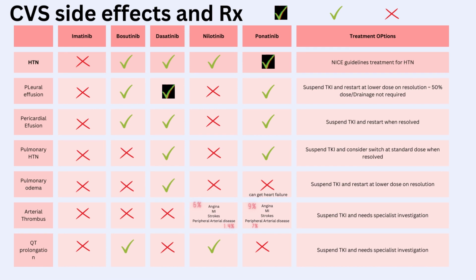Pleural effusions are very common in dasatinib, and you would have to suspend the TKI and restart at a lower dose on resolution, around 50%. Normally, you don't need to drain the pleural effusion. Pericardial effusion has been seen in ponatinib, bosutinib, and dasatinib. Pulmonary hypertension is very common in dasatinib, as well as pulmonary edema, and QT prolongation can be seen in bosutinib and nilotinib.